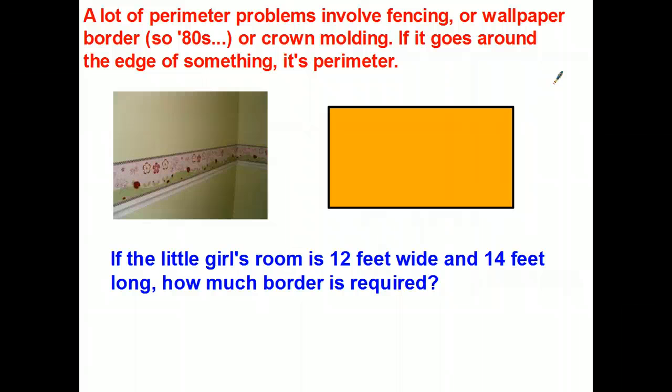Okay, so if the little girl's room is 12 feet wide and 14 feet long, how much border is required? So she has a room that's 12 by 14.